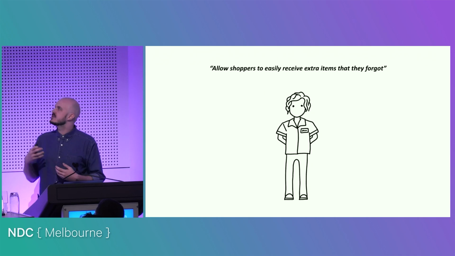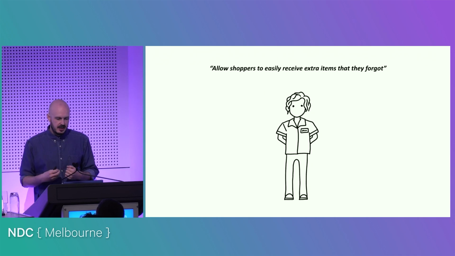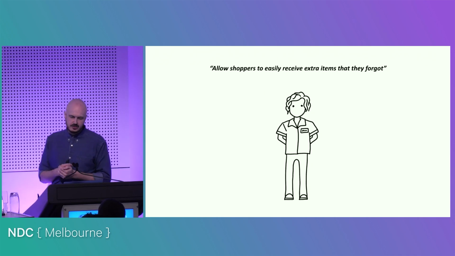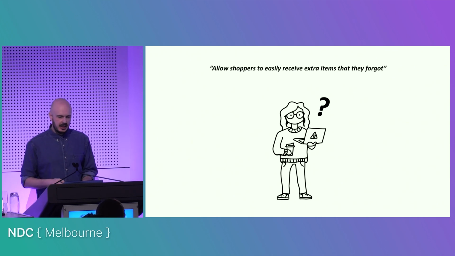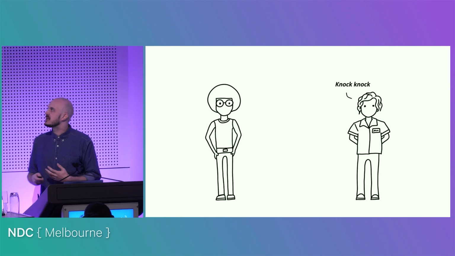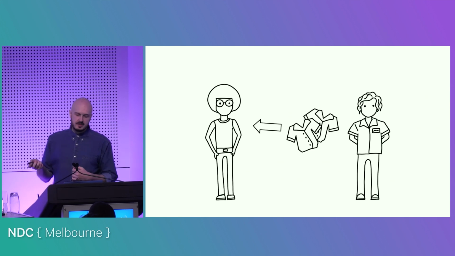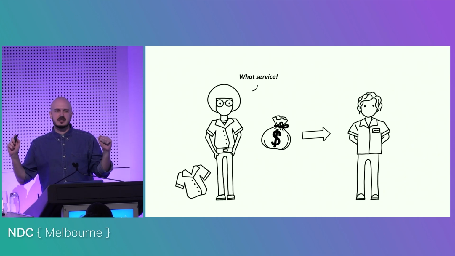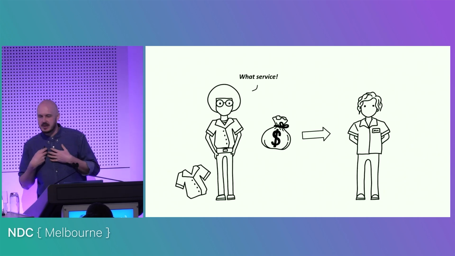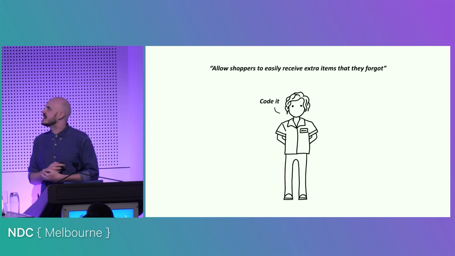Now again, taking each of those problem statements in isolation, maybe we'll start with allow shoppers to easily receive extra items that they forgot. Now, without update order in our definition, there's probably a ton of ways that we could solve this. The shopper would probably be completely happy with the store manager magically turning up at their front door with the forgotten items in one hand and a card reader in another. I know that would definitely suit me as a shopper, but unfortunately, the store manager would probably prefer we solve this one with code. So how could we do that?